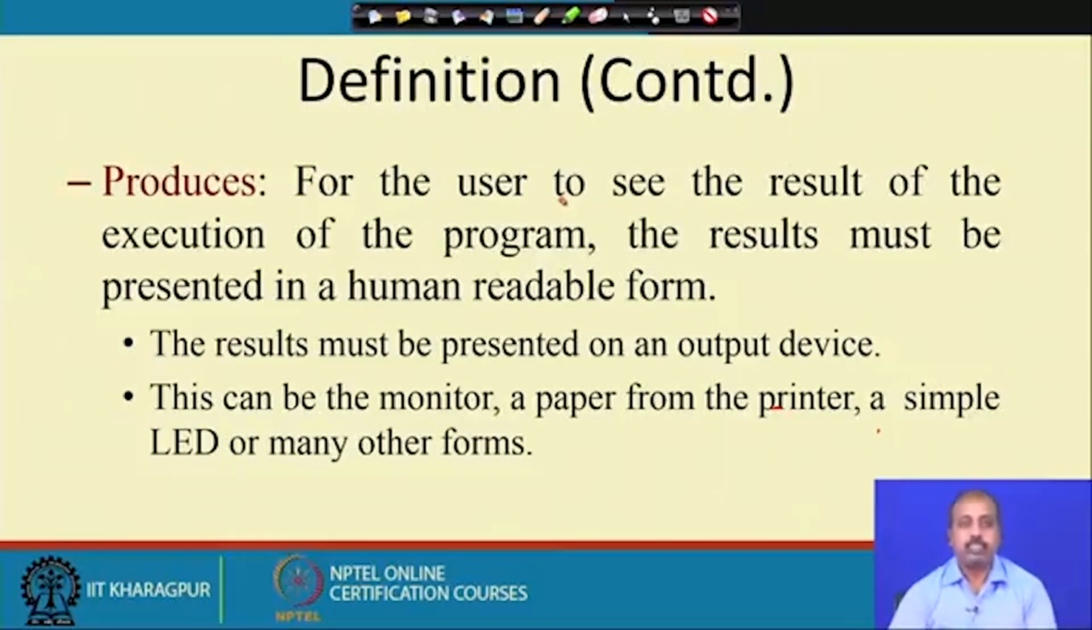As a result, there should be some output device onto which the result should be given. Normally we have got output devices like LEDs, some simple printer, or some LCD display. So, we can have some type of display onto which the result will be shown. That way the results produced by the microprocessor should be readable by the human being.